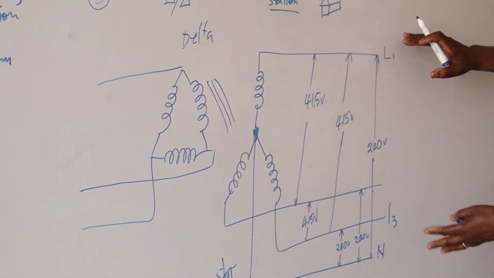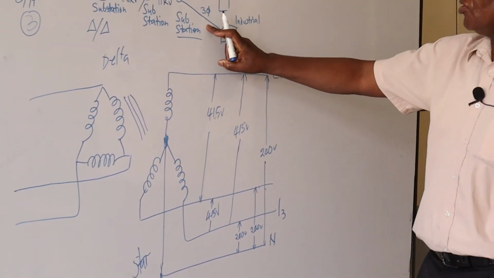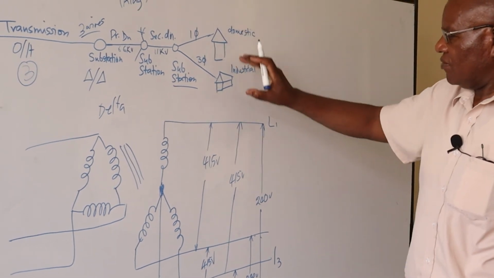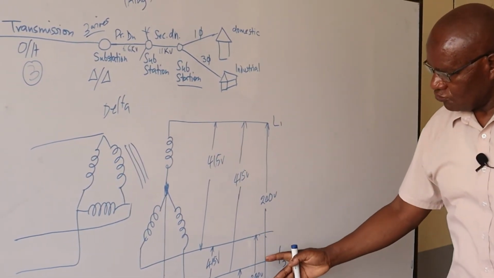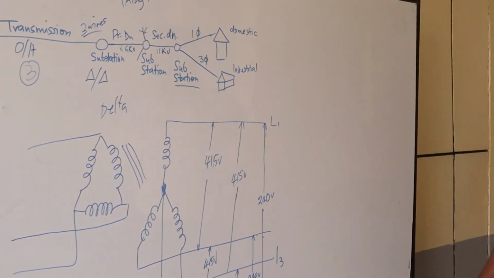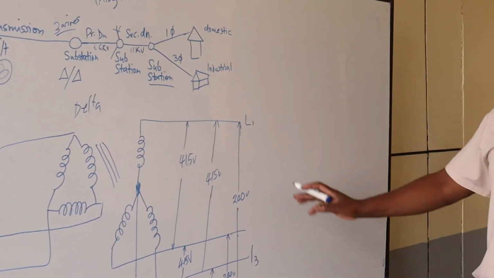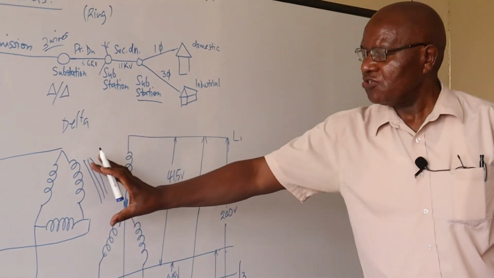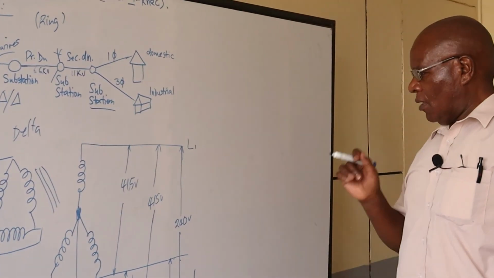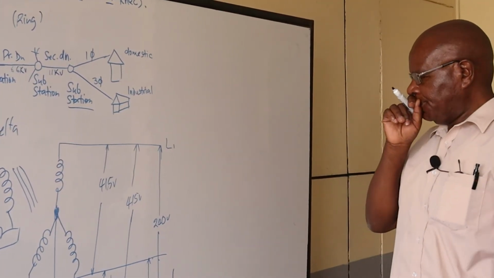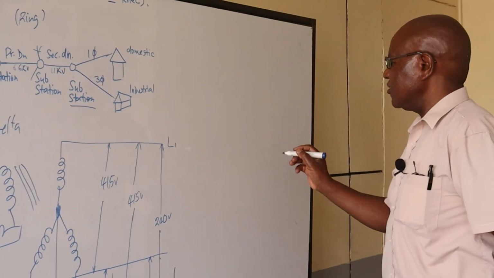So the 3-phase will go to our industrial connection, and then for the domestic, we can use the single phase so that we're able to have the 240 volts. And then in the case of our industry, these connections here go to what we call the bus bar chamber.